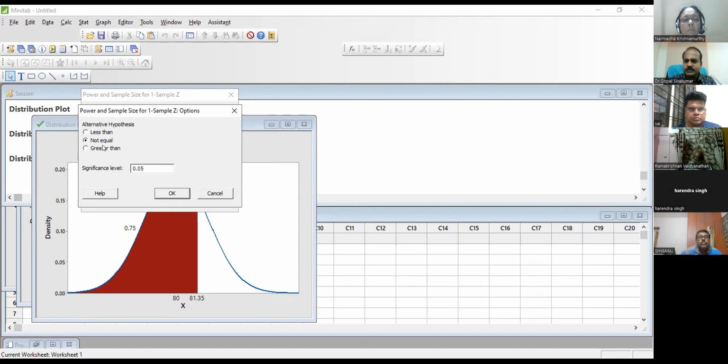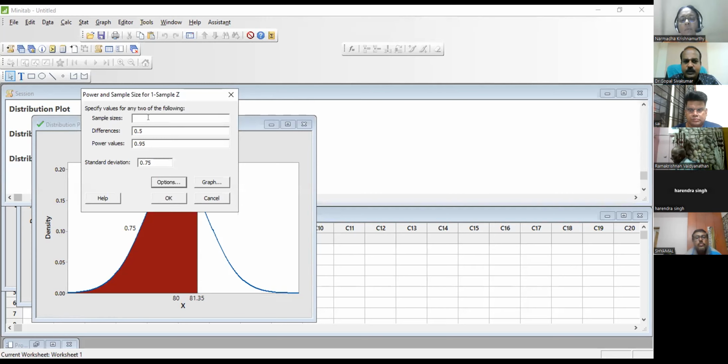You want to keep it as a two-tailed, one-tailed, or let it be two-tailed because it was not clearly specified. So two-tailed, not equal to. Significance level 0.05. If significance level is 0.05, confidence level is 0.95. Am I right? Yes, sir. With this information, I give okay. If you give all this value, the unknown value will automatically come because these are interconnected.